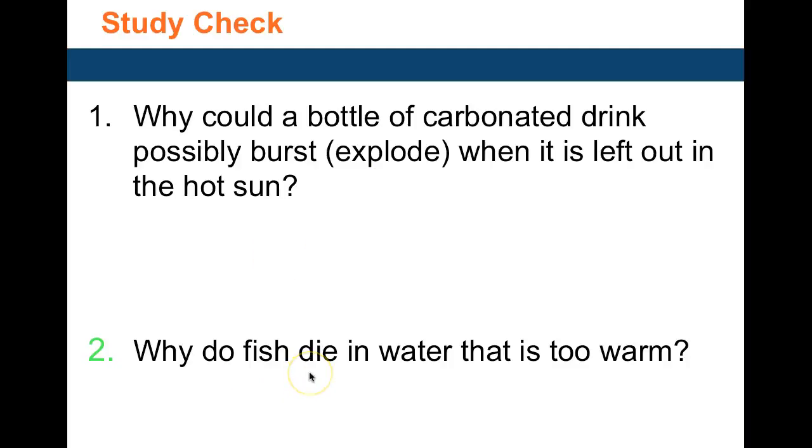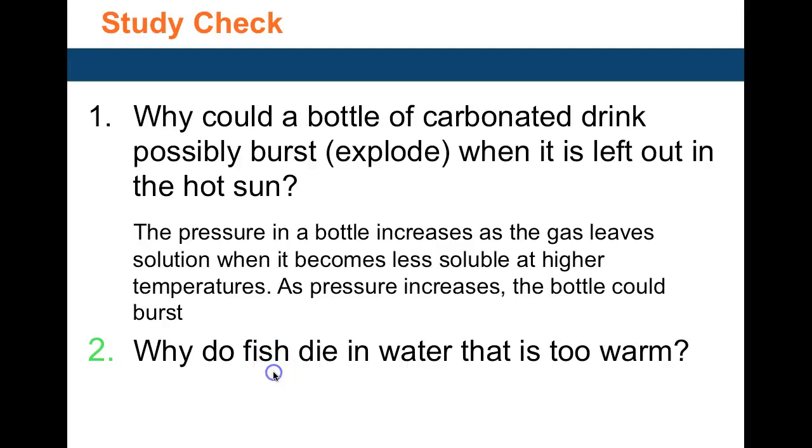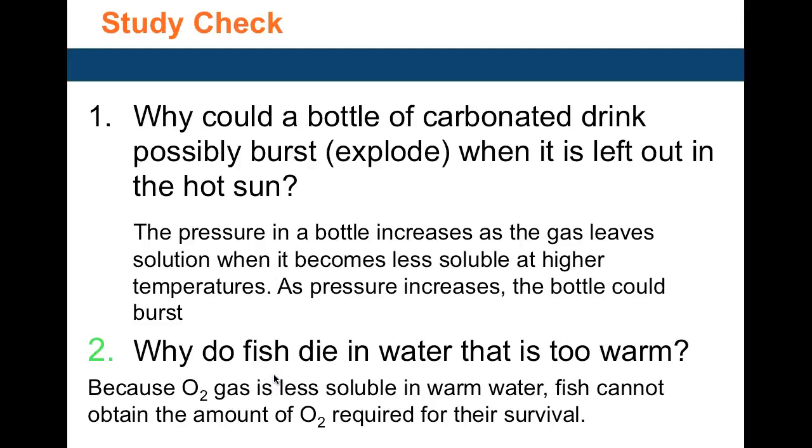Why do fish die in water that is too warm? Because oxygen is less soluble in warm water, and therefore there's less oxygen, which is why the fish will die. So oxygen is less soluble in warm water, so there's not enough oxygen for the fish to survive.